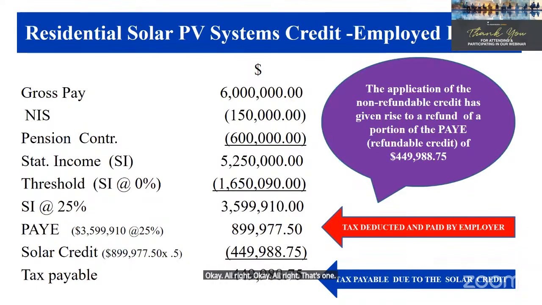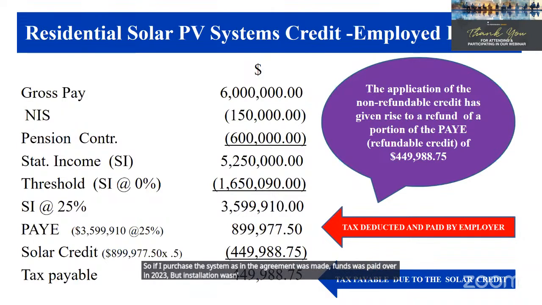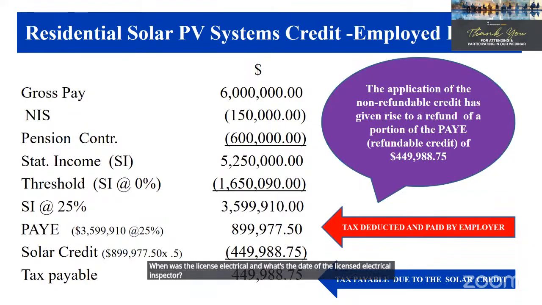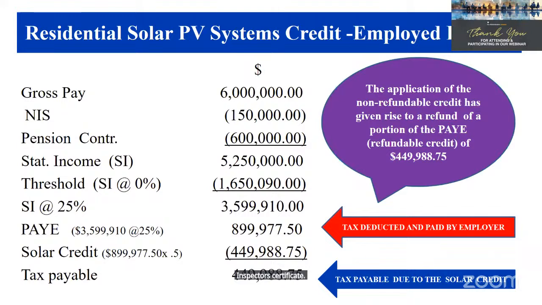The second question is, I need to clarify exactly which year ITO5 I need to apply for. So if I purchase the system, as in the agreement was made, funds were paid over in 2023, but the installation wasn't done until July of 2024, which year ITO5 do I sign up for? Okay. So the system was installed in 2024. Yes, July, and the date is specific because that's after the tax year. When was it inspected? When was the licensed electrical inspector's certificate dated? That would have been in 2024 also.